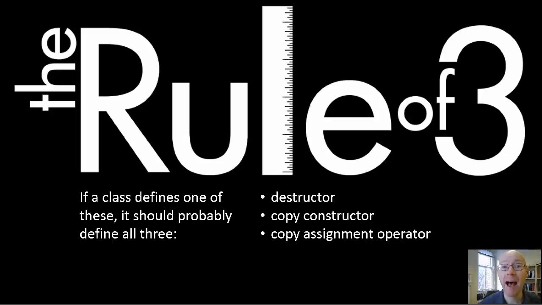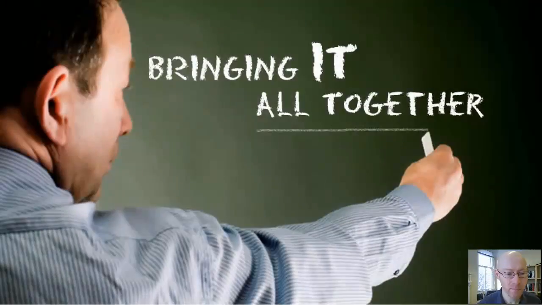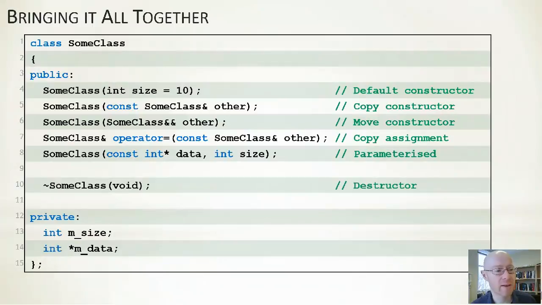Doing that will tie the things together, because the reasons you need one often apply to these other two as well. But we're bringing all of this together into an example. We'll do that now. So we're going to have some class, that's what it's called, and inside this we're going to declare all of the different types of constructors that we have.